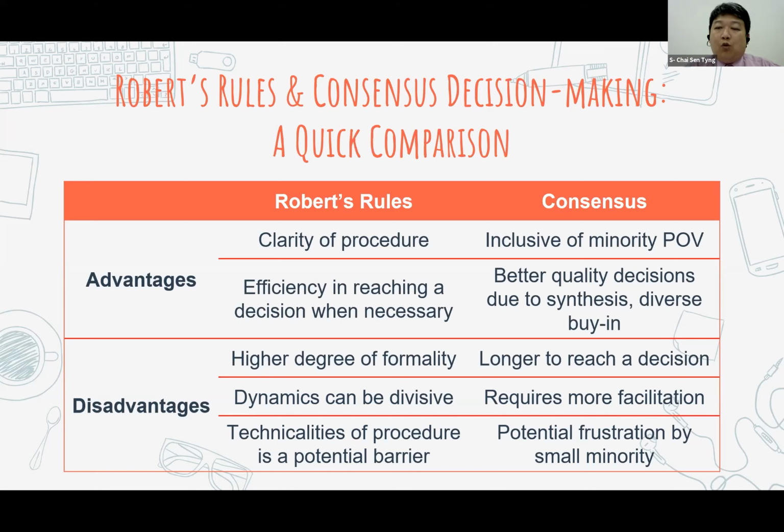When we use consensus decision making, it's more inclusive of minority points of view. We can arrive at better quality decisions because we have synthesized all the different opinions, and there's bigger buy-in. But it takes a longer time to reach a decision. It requires more facilitation, and this is very important. You can be frustrated by just one or two people who want to disrupt the process and disagree, so a consensus cannot be reached.